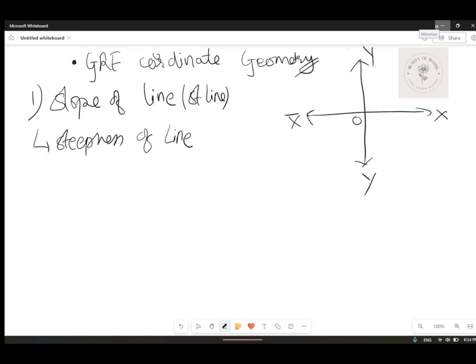For example, if I take this line, the steepness of the line can be measured by, let's just say, the angle theta this line subtends with the x-axis in an anti-clockwise direction. Therefore, the slope of such a line can be defined as tangent of theta, right?